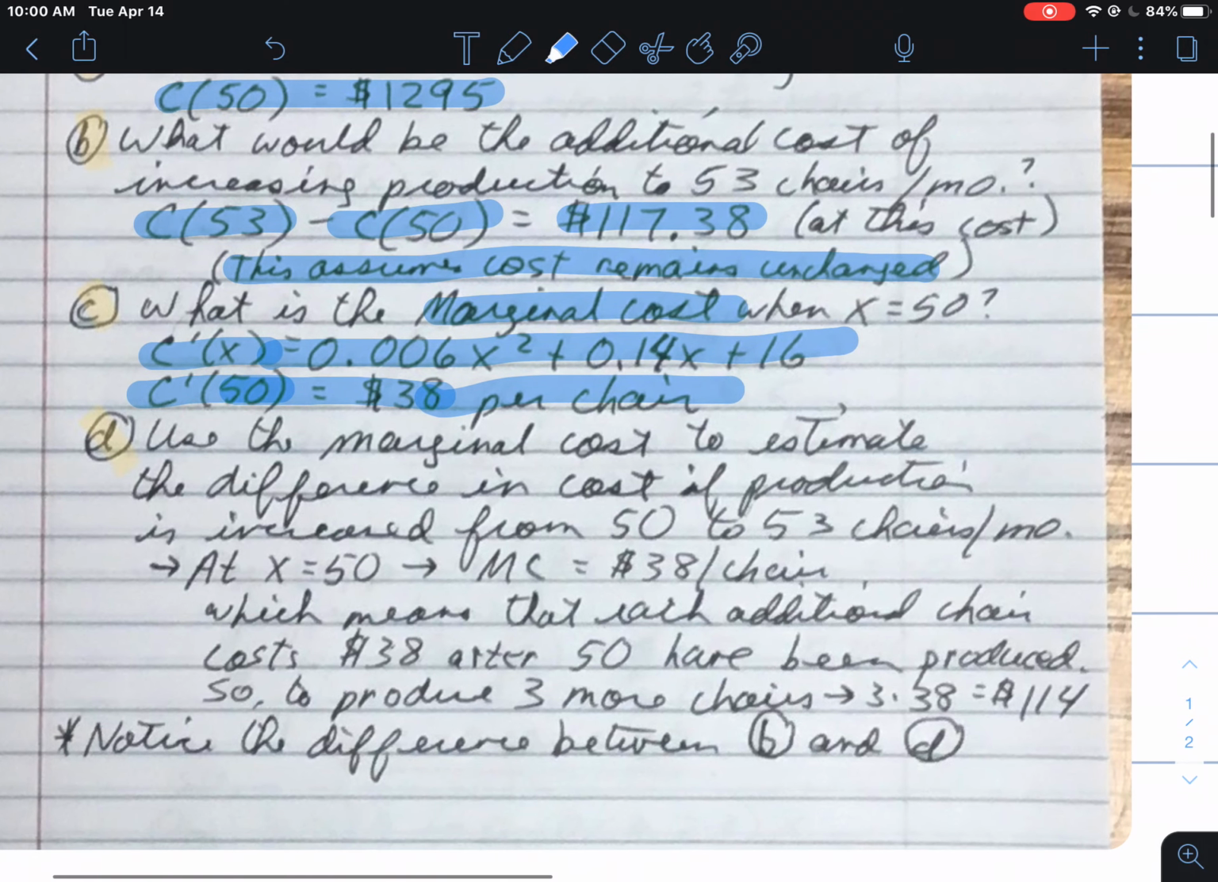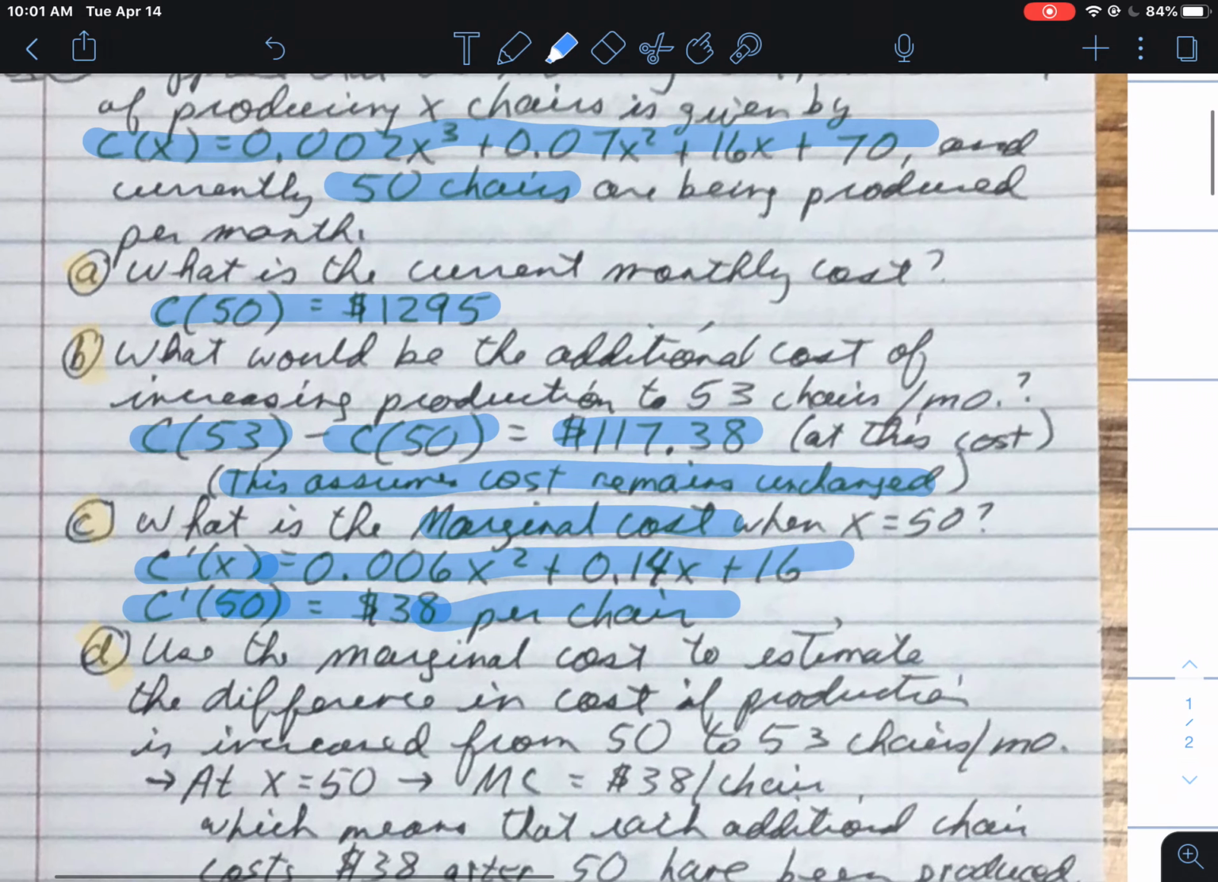Now look at part D. Use the marginal cost to estimate the difference in cost of the production if we increase from 50 to 53 chairs. Now we did that back in part B. We said, what would be the change in cost if we increased our production level from 50 to 53 chairs? So we took C of 53, we subtracted out C of 50, we got $117.38.